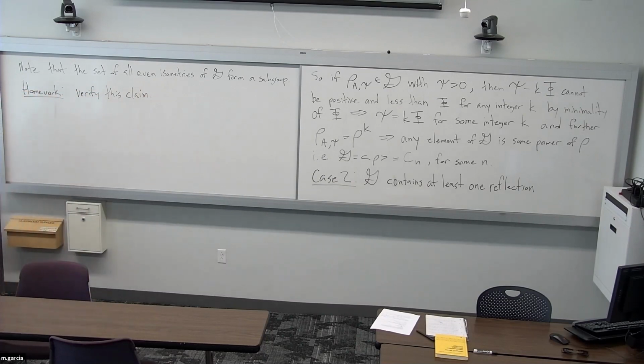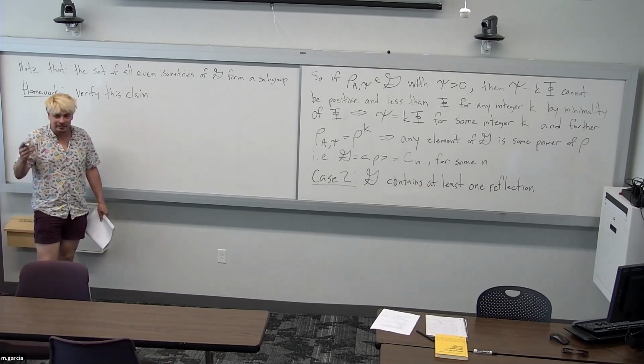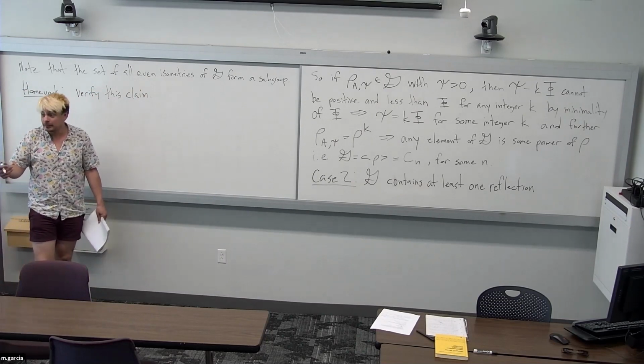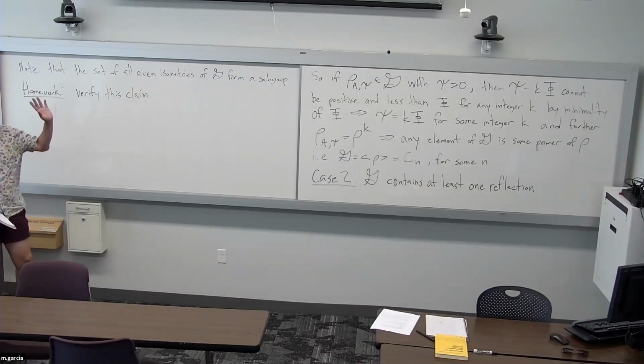Okay, I'll start you off. The identity is even, right? Because you can take any reflection and square it, and you get the identity. So it's expressible as the product of two reflections. Okay, same type of thing for all the other group axioms. Basic facts about parity.